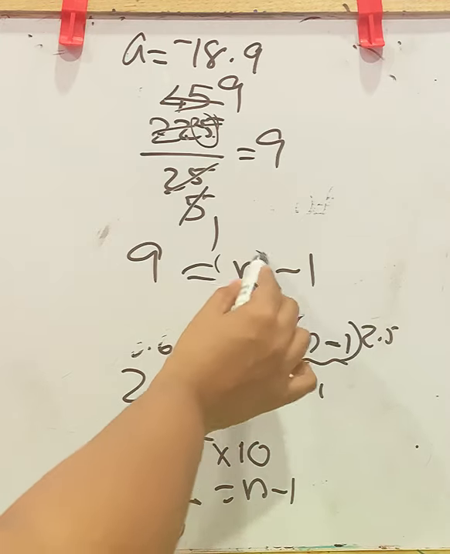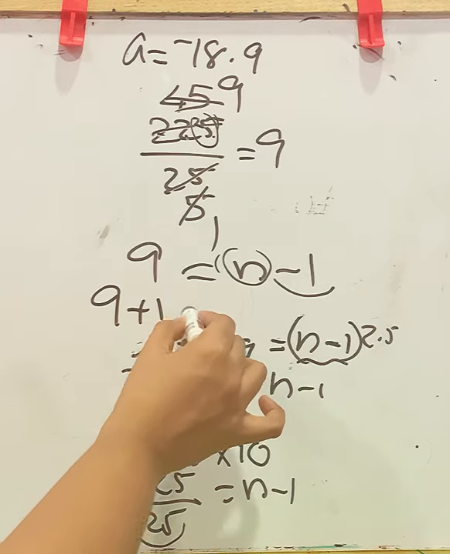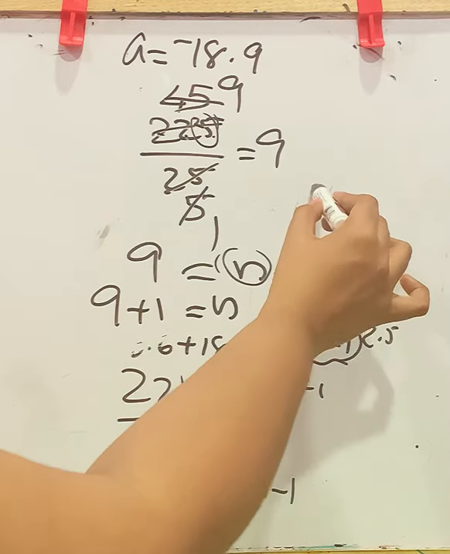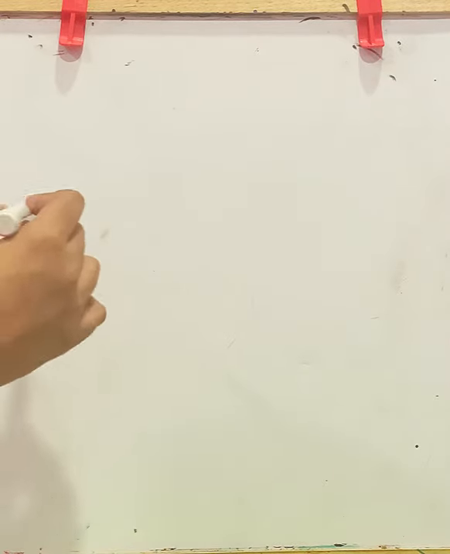Now we need the value of n. This time we will take minus 1 to the other side. It becomes plus 1. That is n equal to 10. And 9 plus 1 is 10. Next, the last question in this set.